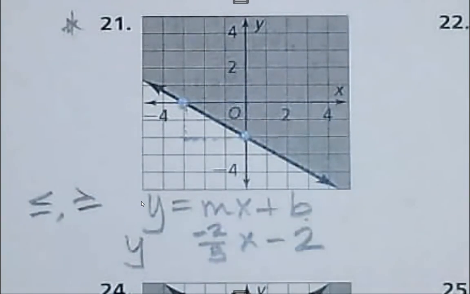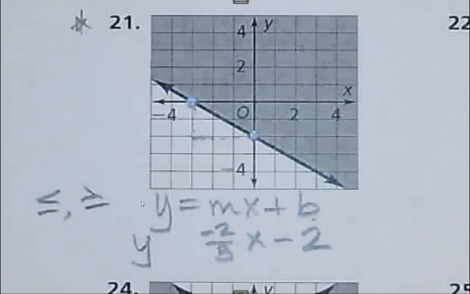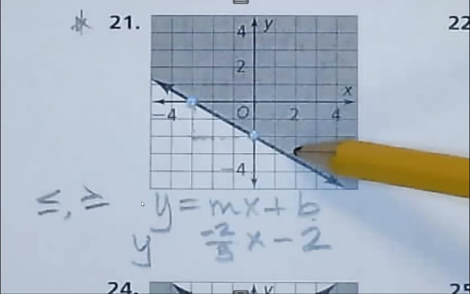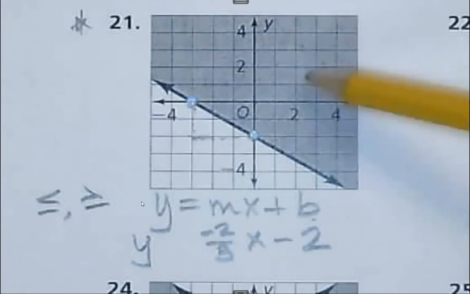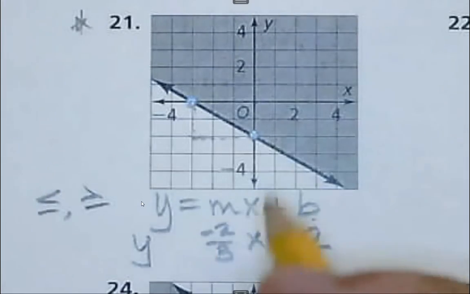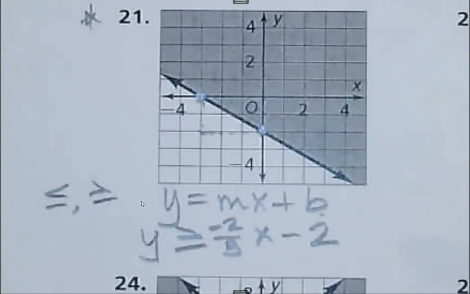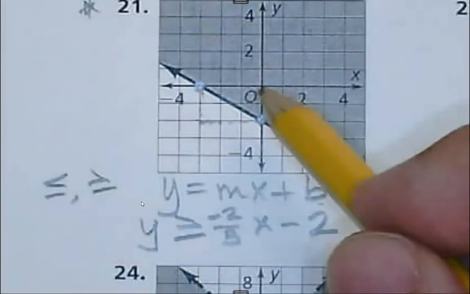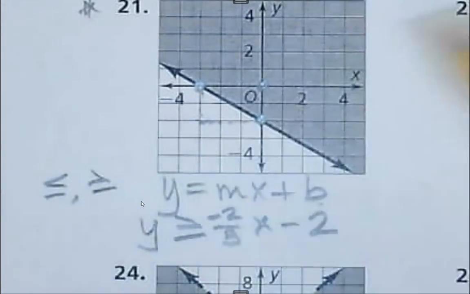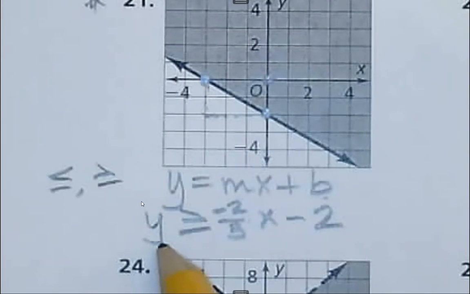And we know it is going to be one of these two symbols. Again, how do we figure out what that is? Well, if you notice, I'm shaded above the line, okay? And so that would indicate to me above the line would be greater than or equal to. And again, you could take a test point. You could use 0, 0 because it would be right here. And you could put that in. So let's do that just real quick.